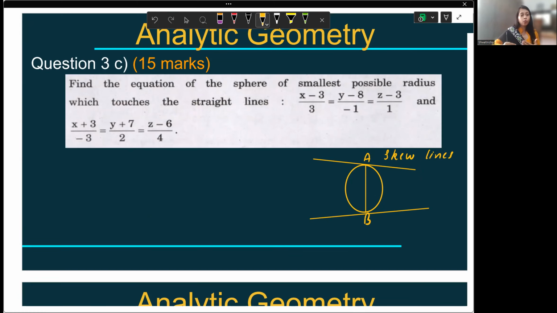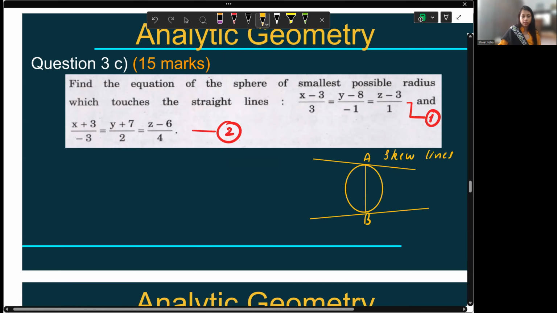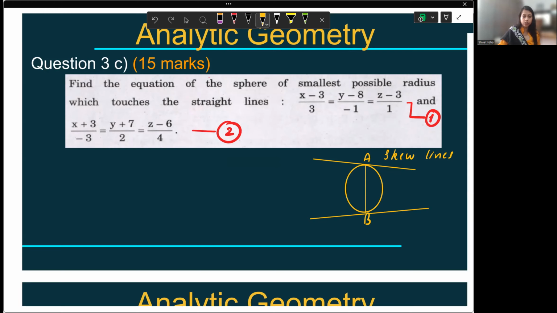Okay, so let's go one by one. We have three parts. First, prove that they are skew lines. Second, find the line AB, that is, find the shortest distance. And third, find the equation of the sphere such that AB is the diameter of that sphere. Now, given lines, I'll mark them here as line number 1 and line number 2. Next, let us check whether these are intersecting lines, first of all.